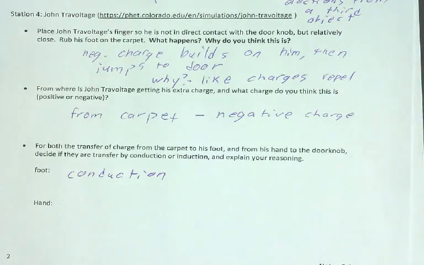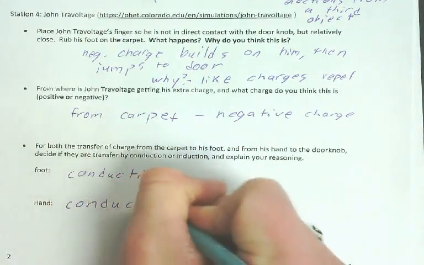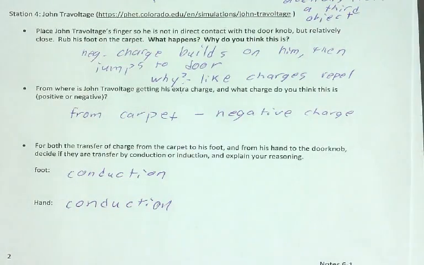It is conduction. Now, most people put induction. Let me explain why it's conduction. Conduction does not have to be physically touching. It just has to physically transfer the charge from A to B. That is exactly what happens with the John Travoltage thing. He transfers the charge from A to B. There is no third object. There's no C. You have to go directly from A to B.